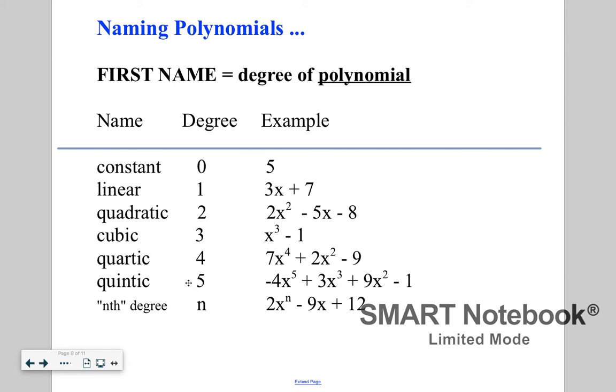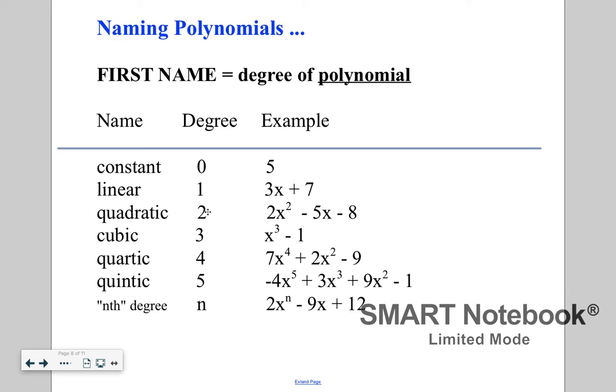Okay? So if the polynomial has a degree of 2, let's look here in this third line, okay? So 2x squared minus 5x minus 8. That entire polynomial has a degree of 2, right? Because its highest degree of any single monomial is 2. And so that means that this polynomial is referred to as a quadratic, okay?